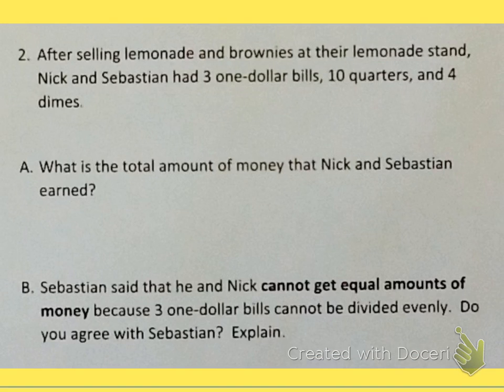And finally, last assignment. After selling lemonade and brownies at their lemonade stand, Nick and Sebastian had 3 $1 bills, 10 quarters, and 4 dimes. What is the total amount of money that Nick and Sebastian earned? Sebastian said that he and Nick cannot get equal amounts of money because 3 $1 bills cannot be divided evenly. Do you agree with Sebastian? Explain. And all of those are related to one another, so think carefully.